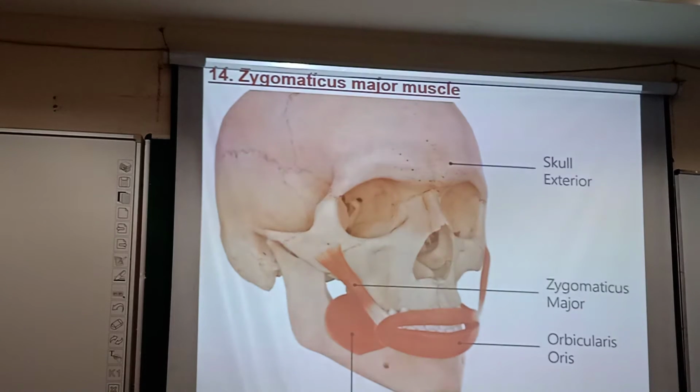Zygomaticus major muscle, or a smiling muscle. It takes its origin from the posterior part of the zygomatic bone. Zygomatic bone has an anterior surface and a lateral surface. From the posterior part of the zygomatic bone it takes its origin and gets inserted into the angle of mouth. Zygomaticus major muscle is widely used in the reconstructive surgery of the face.